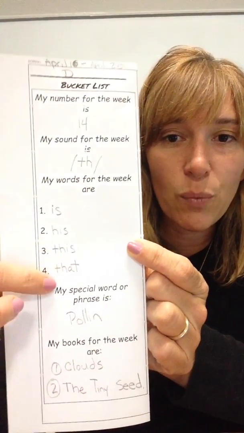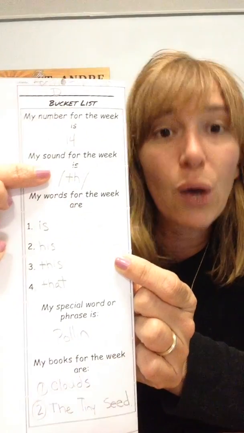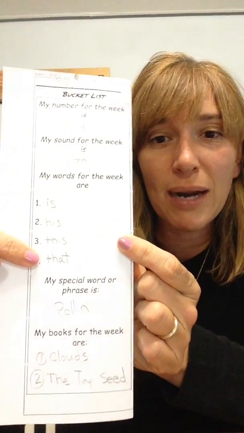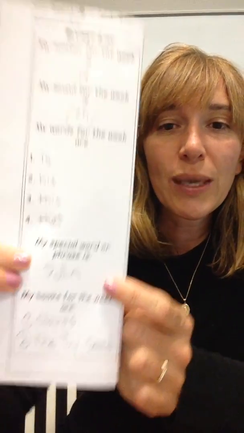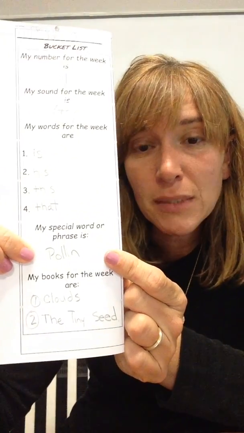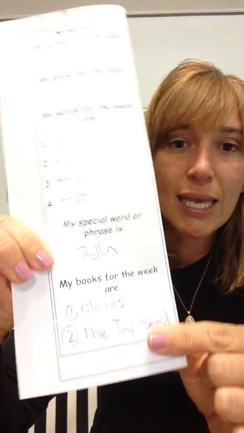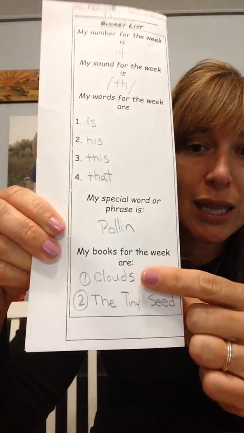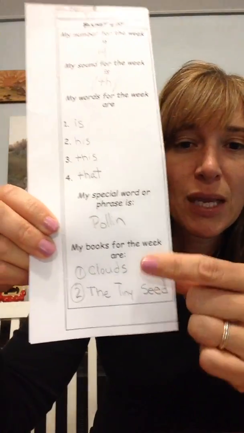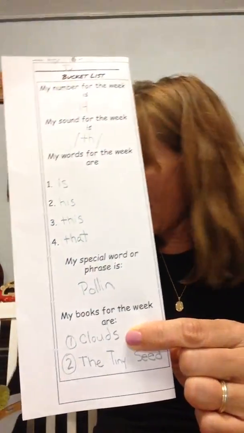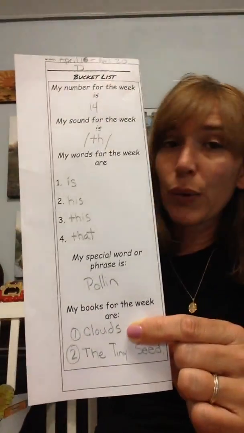So that's how these words are picked, based on not only the sound of the week, but also other sight words that he still needs practice on. His word of the week is pollen. Students will have different vocabulary so that we can practice learning from each other. And his books of the week are Clouds and The Tiny Seed. Now, Clouds is in his bucket, and that's going to be a teacher job, like a teacher table, that we read together.